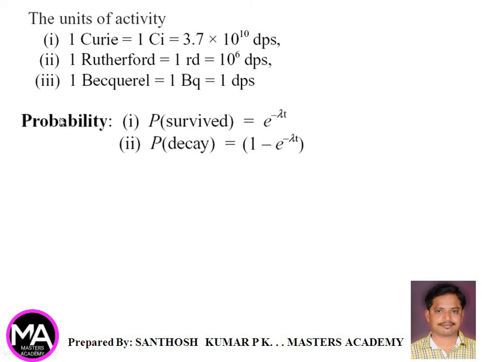Next, the probability. So the probability of the nuclei which survived and the probability of the nuclei which decayed: the probability of survival is e to the power of minus lambda t, and the probability of decay is 1 minus e to the power of minus lambda t.